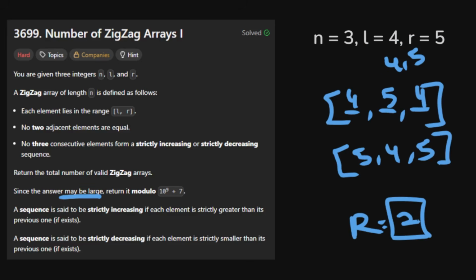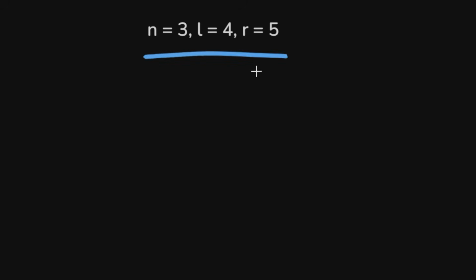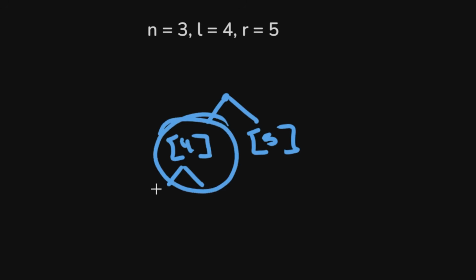And given that the answer may be large, we need to return it modulo 10 to the power of 9 plus 7. So what is a valid zigzag array? Well, it's basically an array that either goes up, down, and so on, or down, up, down, and so on. Now let's say that we are trying to build a valid array in this case. We start from an empty array, and we have two choices basically. We can start with either 4 or 5. Let's say that we start with 4.